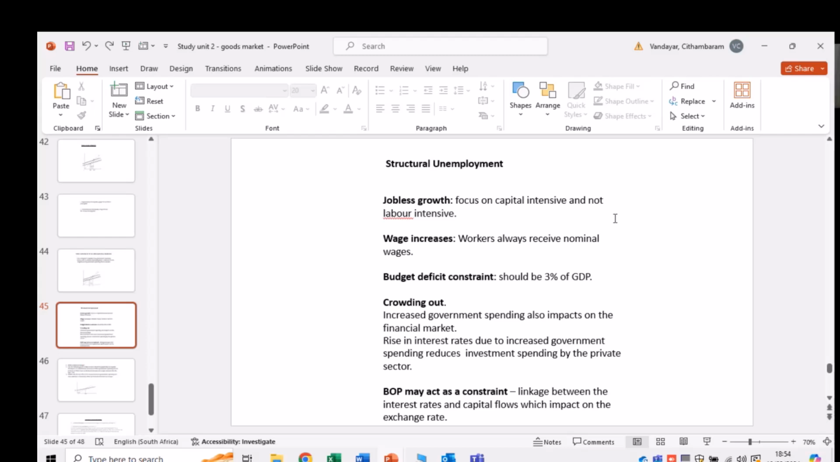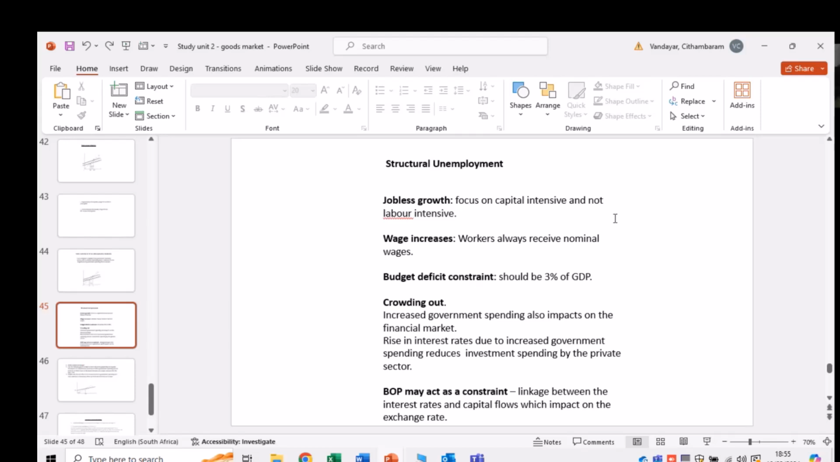Then we have something called crowding out. Crowding out simply means that an increase in government spending also impacts on the financial market. A rise in the interest rates due to increased government spending reduces investment spending by the private sector. So crowding out means that the government sector crowds out the private sector. Increased government spending will impact on the financial markets, and your interest rates will increase.